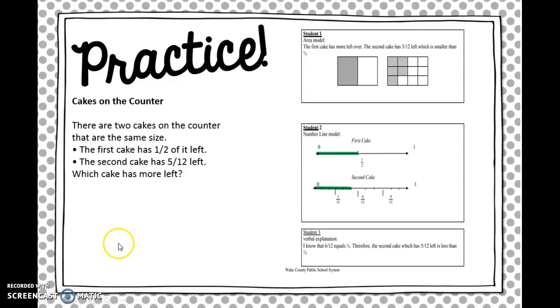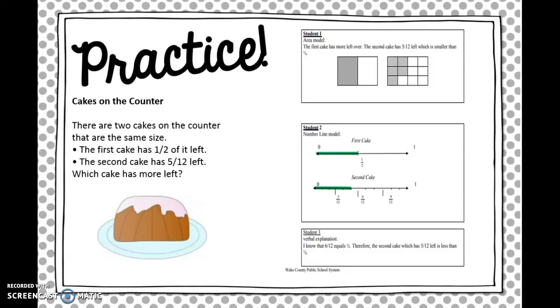Cakes on the counter. There are two cakes on the counter that are the same size. The first cake has half of it left. The second cake has 5/12 left. Which cake has more left? You can see in the examples provided. Student 1, Student 2, and Student 3 all used 3 different strategies to compare these fractions.